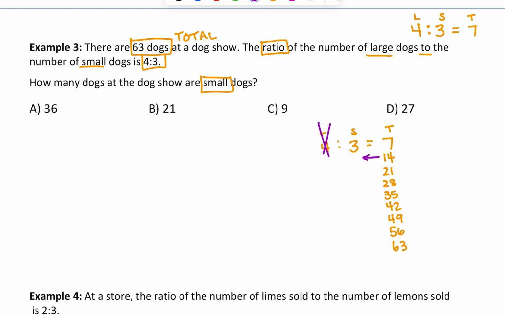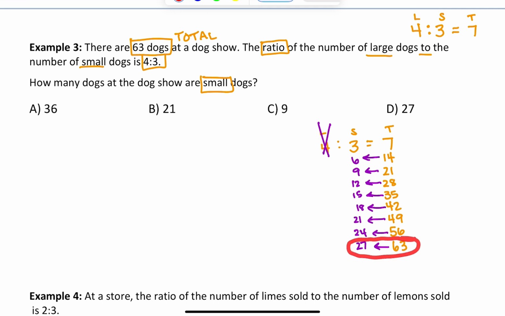So 3, 6, 9, 12, 15, 18. And the reason I'm doing those arrows is to make sure they match. 21, 24, 27. So when my total is 63, how many small dogs are there? 27, which is indeed my answer.